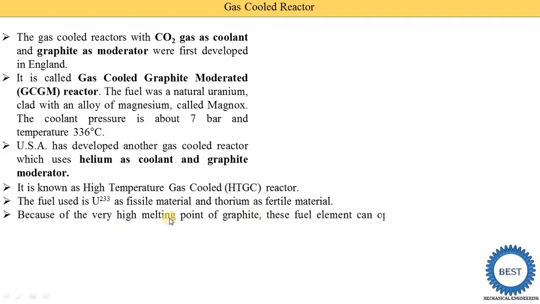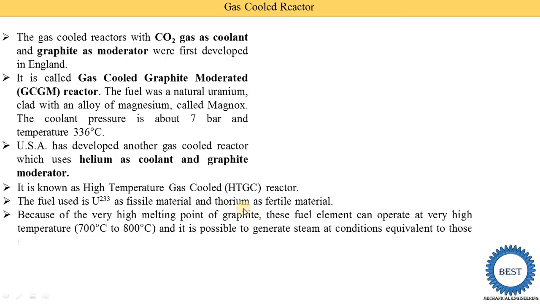Because of the very high melting point of graphite, we use graphite as a moderator. The melting point of graphite is very high, so the fuel element can operate at very high temperature. Very high temperature means 700 to 800 degrees centigrade, and it is possible to generate steam at conditions equivalent to those in a modern coal-fired power plant. It means the steam conditions in a gas cooled reactor are the same as those developed in modern coal-fired power plants.